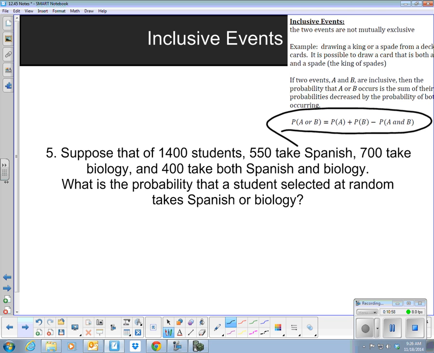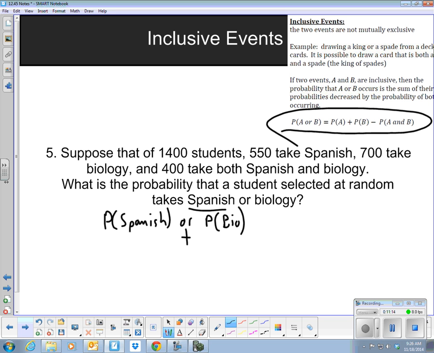So Spanish or biology, so you got to take the probability of Spanish or bio. All right, or means plus. But the problem is that you can take both. You can be part of both categories.